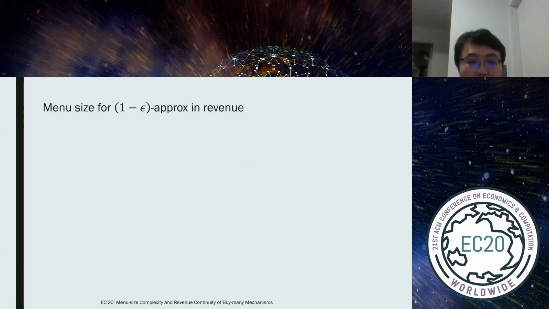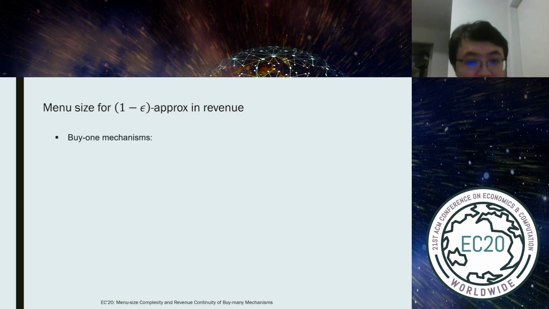So for by-many mechanisms, as we have seen, item pricing gives a log n approximation in revenue. So how can we realize item pricing? We only need to post the menu of size n with the price for each item, and the buyer can come to purchase any of those options. So a natural question is: what is the menu size needed for getting near optimal revenue?